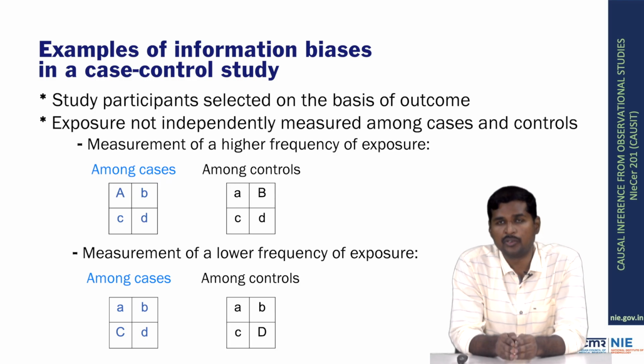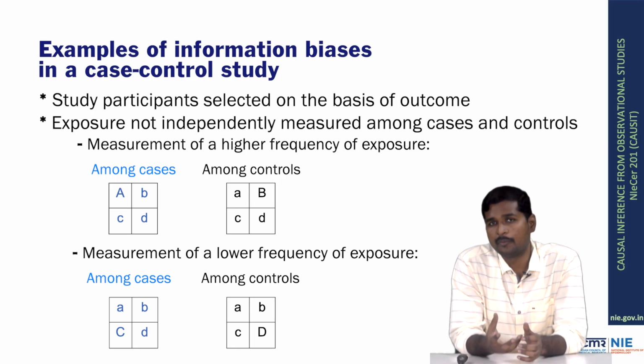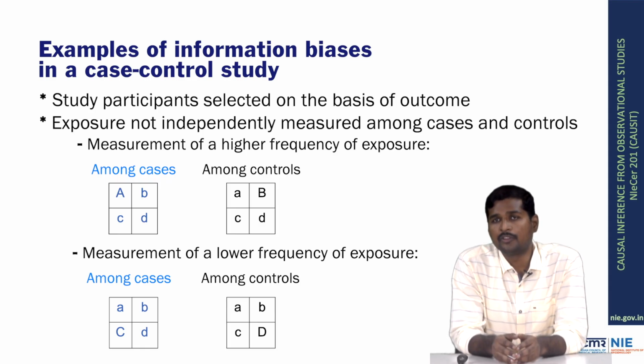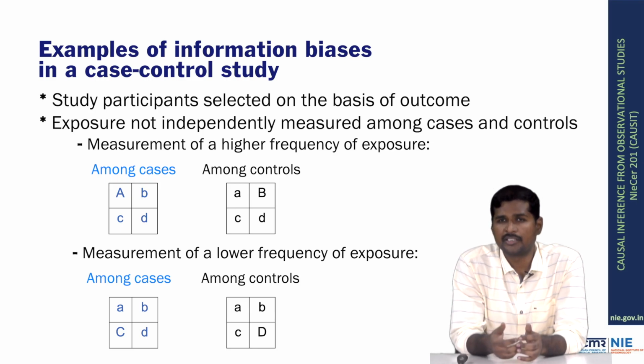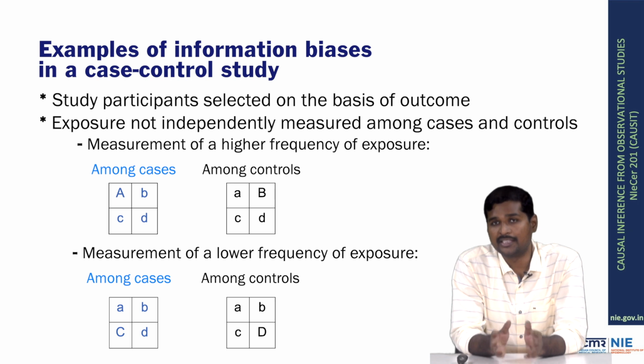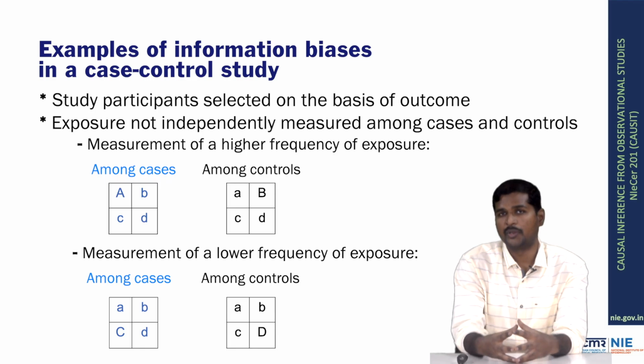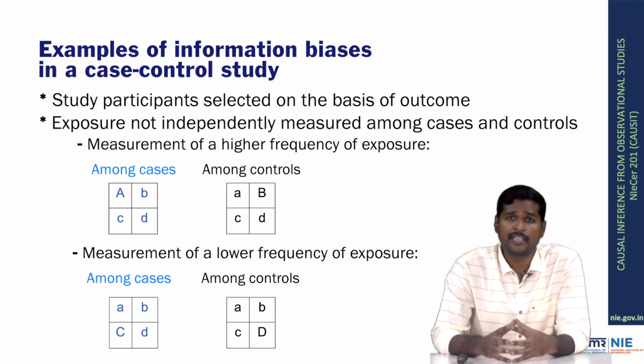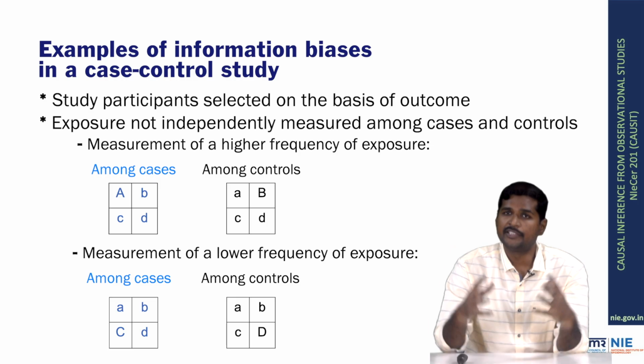So here, as denoted in the 2x2 table, the cell A, it is written in capital, which means you have gone the extra bit of length to gather more information on exposure among cases. So here, the cell A is amplified. If you are doing the same thing among controls, that is, you are going to ask for more information, you are keeping on digging, you are not letting the control go, that he or she has to give you a positive exposure history, then here the cell B is amplified. So a measurement of higher frequency of exposure among cases leads to an inflated cell A, whereas measurement of a higher frequency of exposure among controls leads to an inflated cell B.